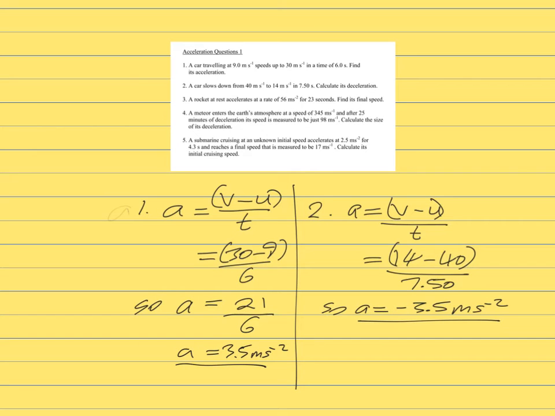Okay, I'm going to talk through the answers for these questions so you can check your answers against them. So here are the answers for number 1 and 2. You can check through my working and see that I'm always taking the final minus the initial on the top line, dividing by time on the bottom line to get those answers.